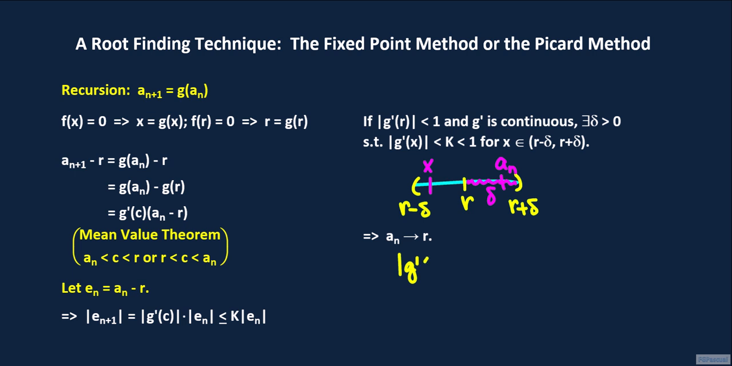For the case when the absolute value of g prime of r is greater than 1, we can apply a similar argument to prove the divergence from x equals r of the sequence of estimates, unless by some stroke of luck, one of the a sub n's ends up being equal to r.